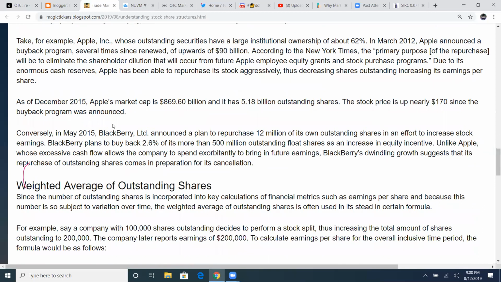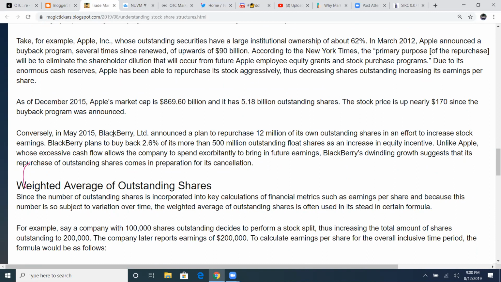Apple has been able to repurchase its stock aggressively, thus decreasing shares outstanding, increasing its earnings per share. As of December 2015, Apple's market cap is $869 billion, and it has 5.18 billion outstanding shares. That's a massive amount of outstanding shares. The stock price is up nearly $170 since the buyback program was announced. Okay, this is back in 2015. Things have changed since then.